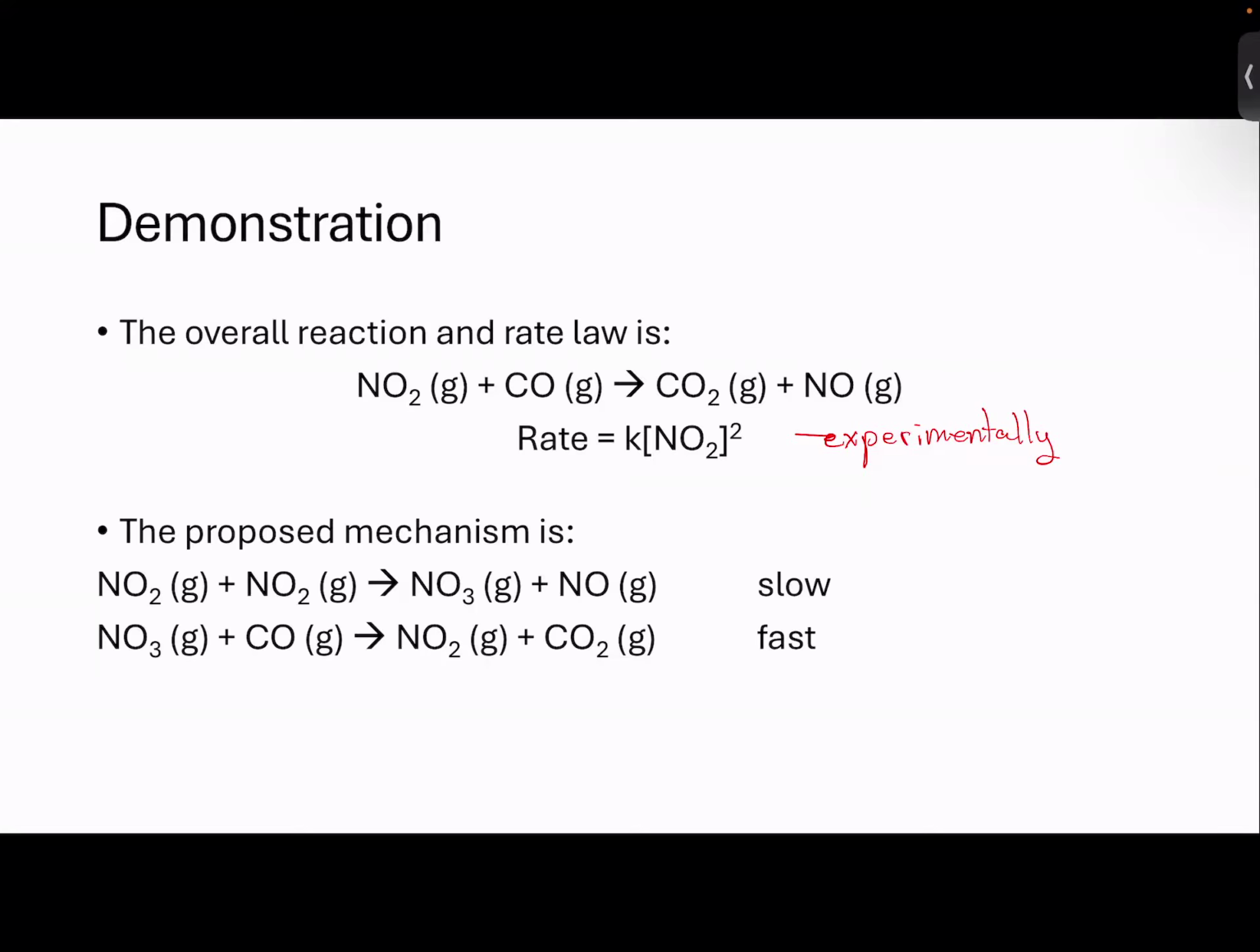A mechanism was proposed where the rate determining step was the first step in the mechanism. The rate determining step is bimolecular because it has two reactant molecules. The fast step is also bimolecular because it has two reactant molecules.